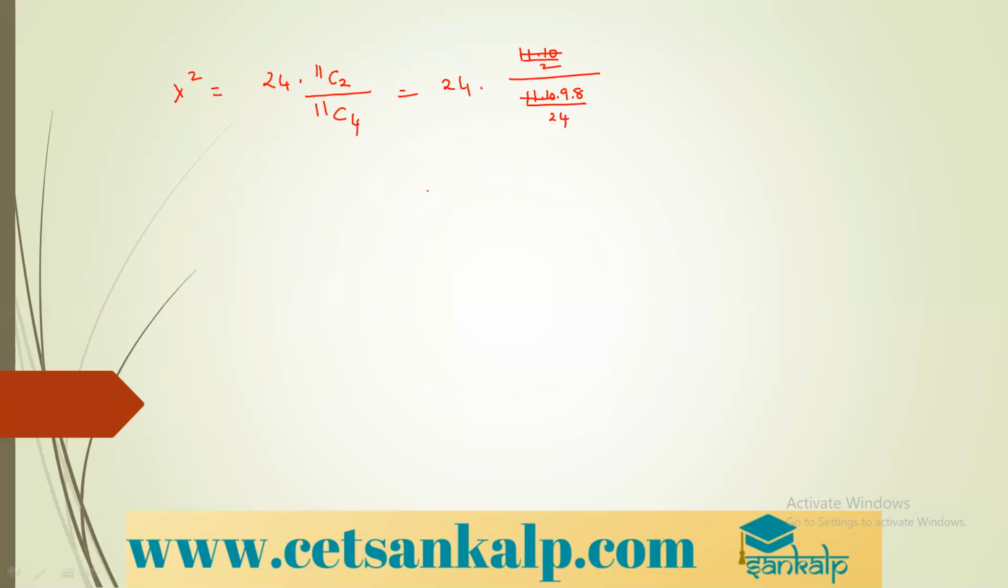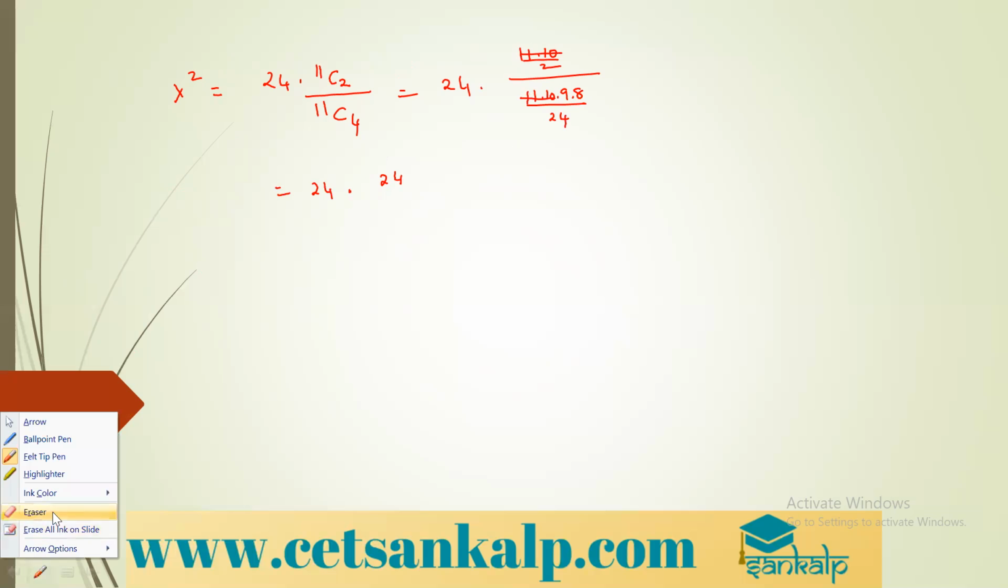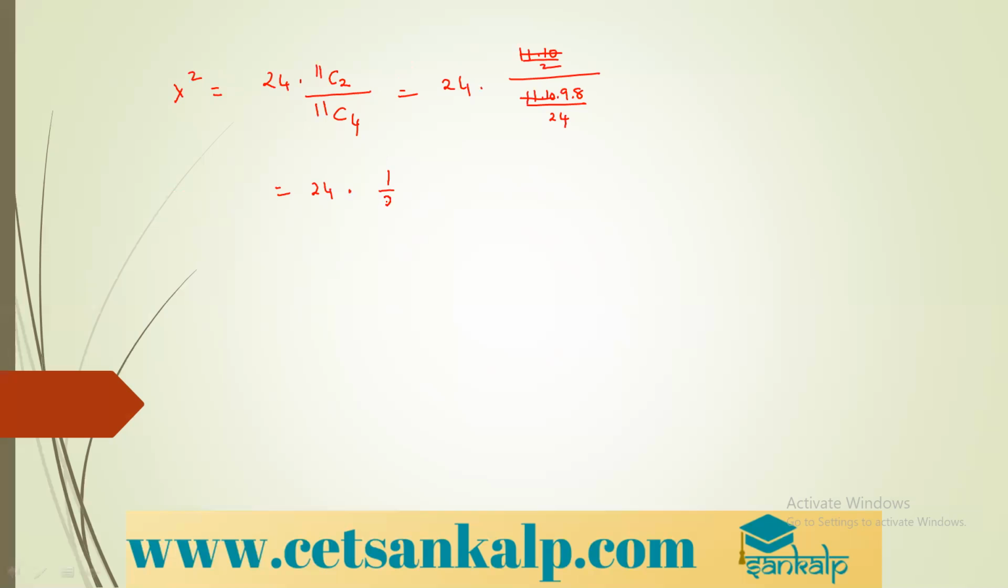So 11 and 10 cancel. You will have 24 into 24, or else I will write like this: 24 into 1 by 2 into 24 by 9 into 8. So 2 twelves, 3 fours, 3 threes. Then 3 eights, 24 will cancel. Left is just 4. That means you can write x squared is equal to 4, which they have asked for. Very easily we can get it.